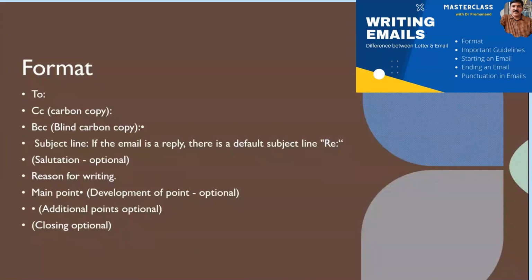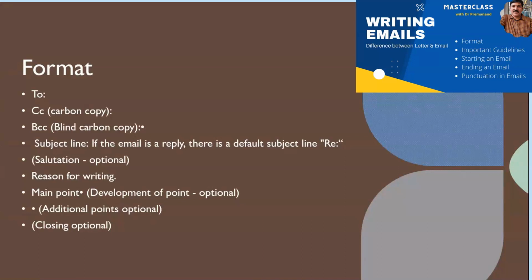So you want to send, for example, I want to send an email to a colleague of mine in the same department, but at the same time I don't want the others to know. But I have to send it to the assistant head of the department. Let's say Leda ma'am is the assistant head of the department. She needs to know, but at the same time I don't want the other person to know.